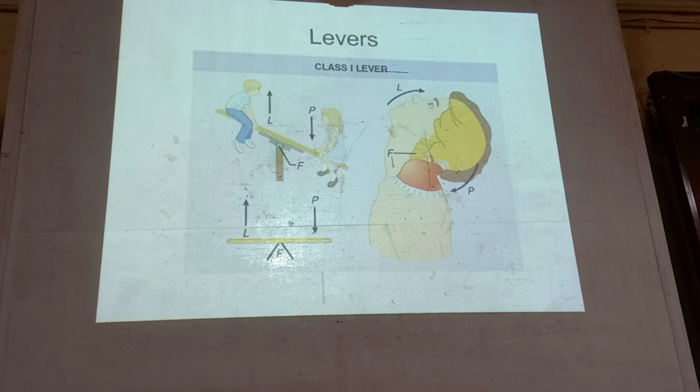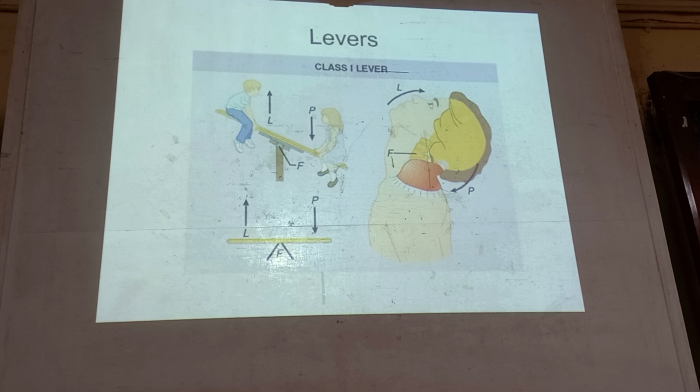A seesaw is called a class 1 lever. What happens here is the load is on one side, the power is on the other side, and the joint is in between. The joint is also called the fulcrum of the lever. Load is labeled as L and power is labeled as P here. Power is sometimes also called the effort brought about by muscles.